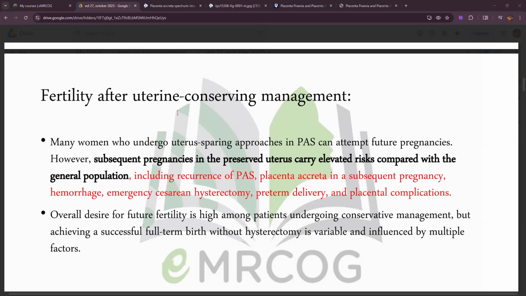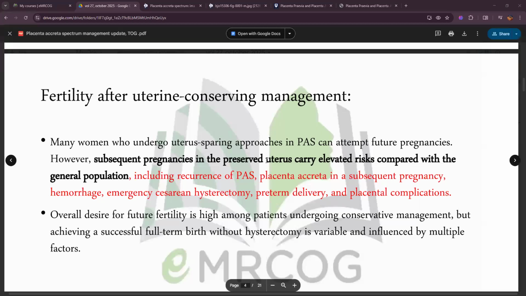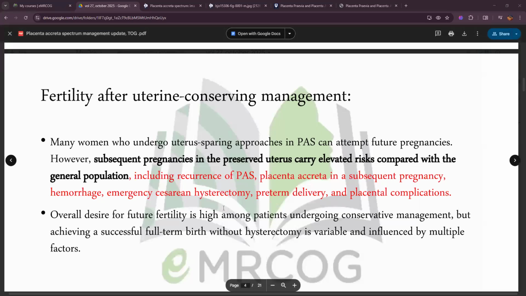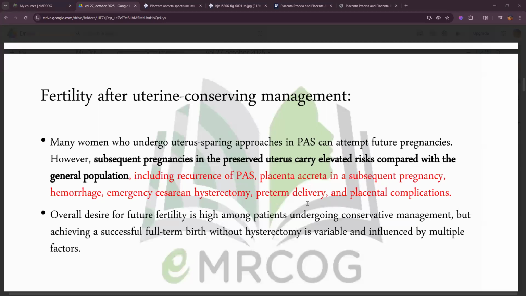Subsequent pregnancies carry an elevated risk. This is an exam question, and sometimes they ask you about the incidence of the risk. Number one, recurrence of placenta accreta spectrum. Hemorrhage, emergency cesarean hysterectomy, preterm delivery, placental complications.